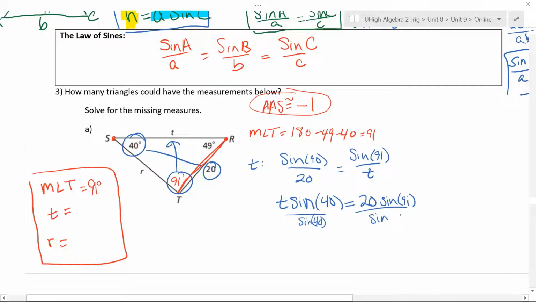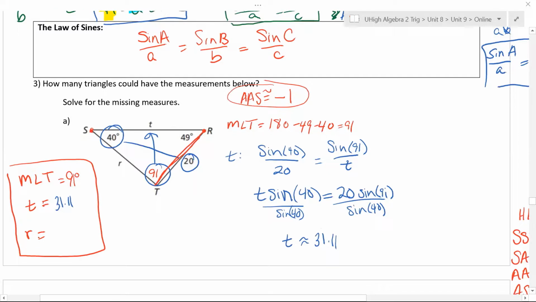And when I type this right-hand side into my calculator, I'm going to get that T is approximately 31.11. And I don't have a label, so I can just leave it as 31.11. Okay, now to solve for R, I'm going to do the same thing.